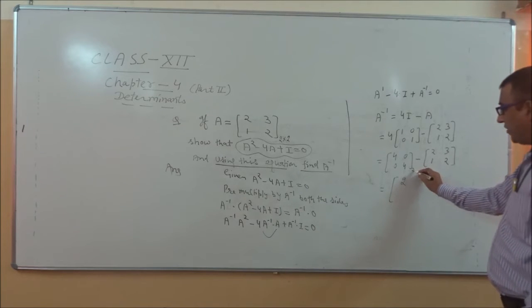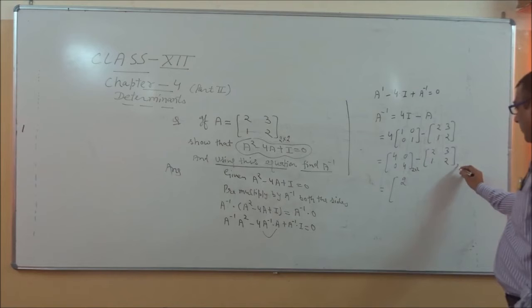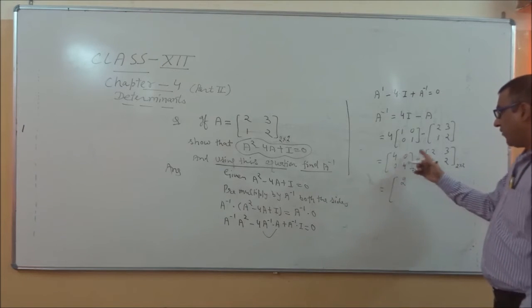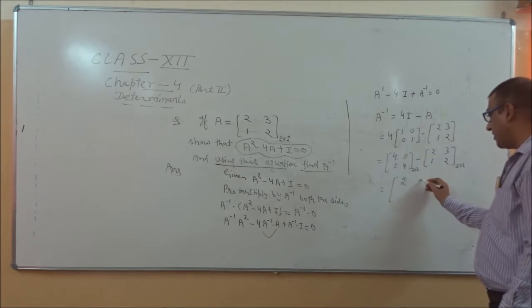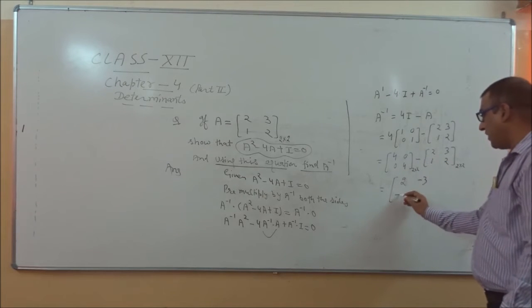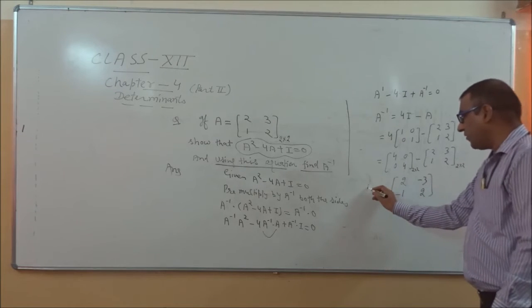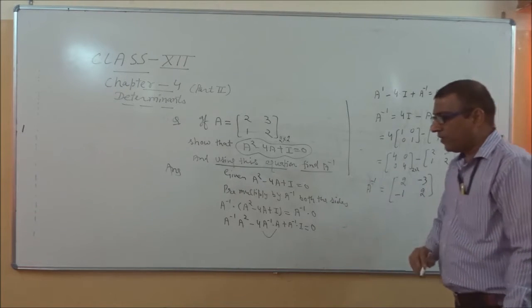It is a 2 into 2 matrix, and the other is also 2 into 2. That's why we can say subtraction of these two matrices is possible. So 4 minus 2 is 2, 0 minus 3 is minus 3, 0 minus 1 is minus 1, and 4 minus 2 is 2. So this is another way of solving for the value of A inverse.